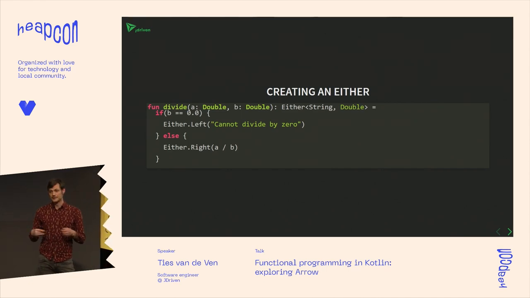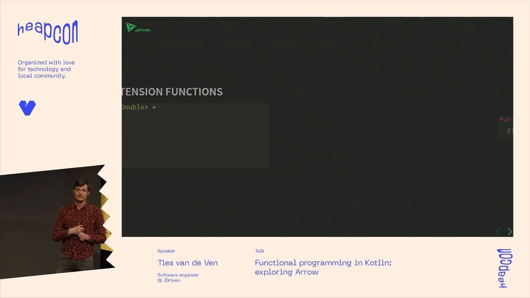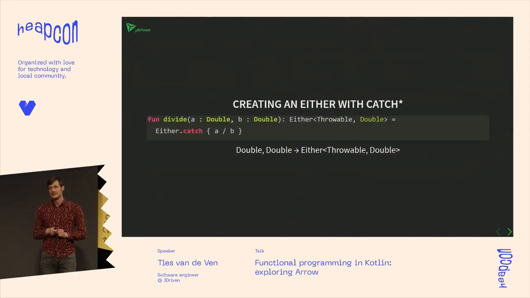Of course, this is quite a bit of typing still, and Kotlin has some features like extension functions that allow you to add functions to existing objects. So we can also just write it like this, and it's exactly the same code. We can even be more lazy than this. We can just exchange this for Either.catch, which basically just puts a try catch around whatever you're trying to do. And if it throws an exception, it wraps it inside an Either.Left, and otherwise, you get back an Either.Right.